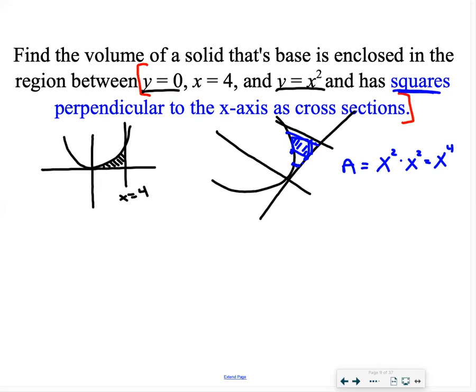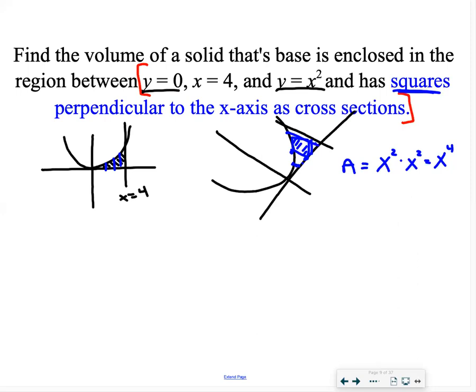So we have this square that's cutting through this section, but in order to take the surface area of that square, we want to do length times height. That length is represented by the distance from here to here, here to here, here to here. That distance is always going to be x squared because that's the graph that we're reaching up to. And since that distance is x squared, if it's a square, the height's going to be the same. So length times width gives me x to the fourth.